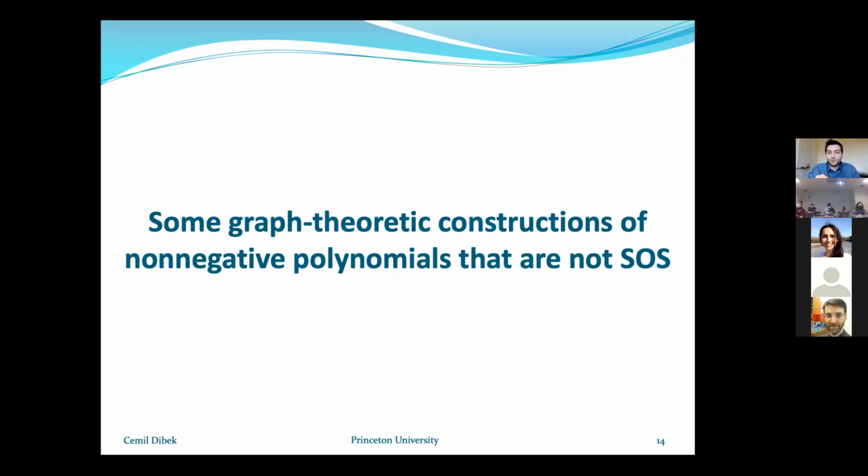So here I'll show you 3 families of graphs that directly lead to non-negative but not SOS polynomials. There are many more graph families, but I have chosen the easy ones to present. And then I will present 3 graph-theoretic operations that would allow us to generate many more such polynomials, starting from the ones that are not SOS. Okay, so let me start.